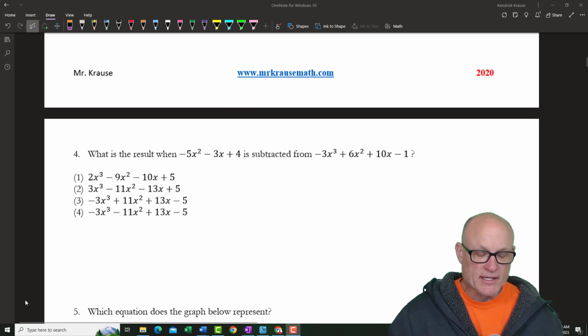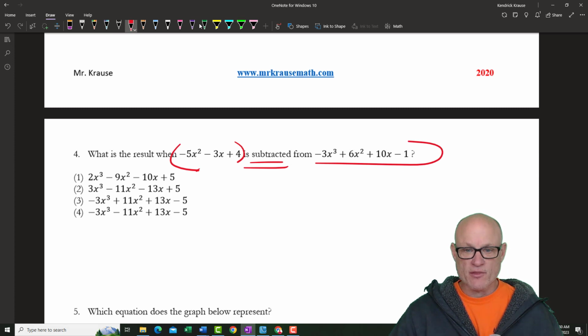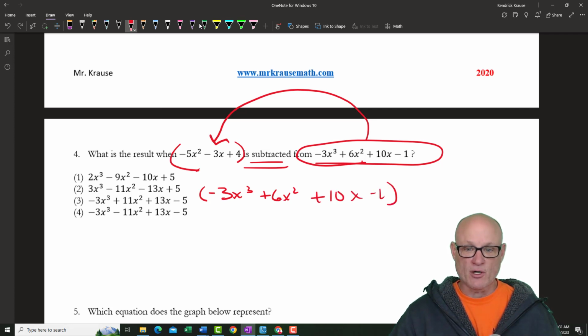All righty, I'm back. Here's the simple thing about this one. What is the result when this is subtracted from this? So this thing comes first, and we are subtracting these things. So mathematically, what I'm doing is -3x cubed plus 6x squared plus 10x minus 1. Subtract this mess right here.